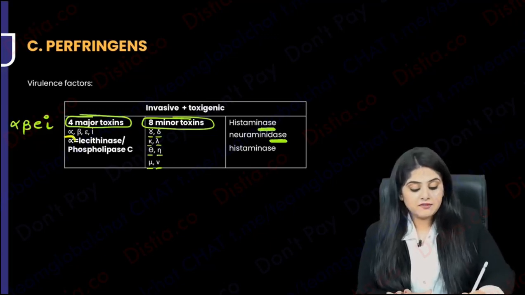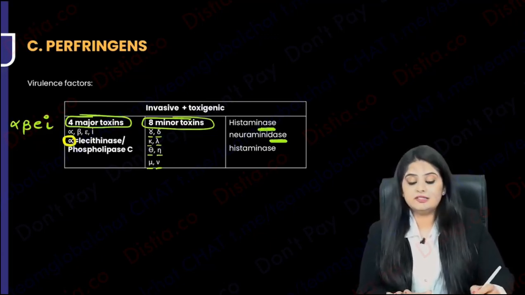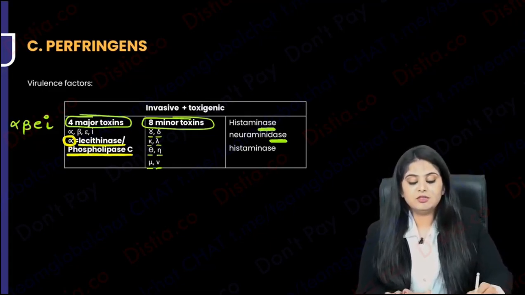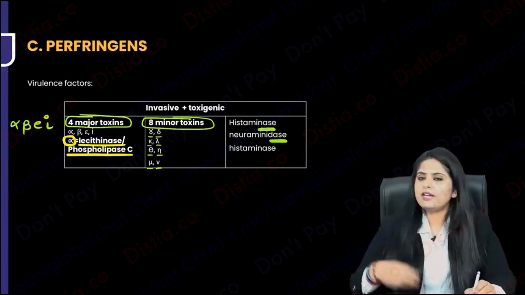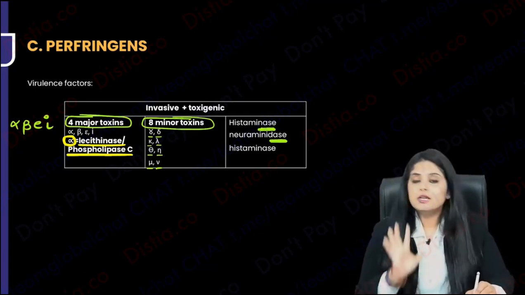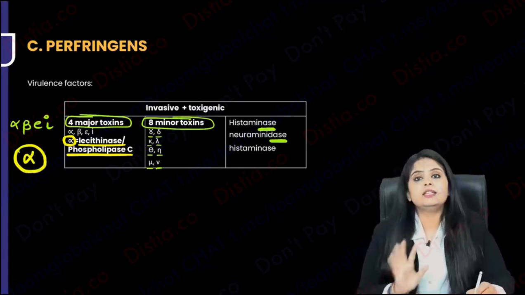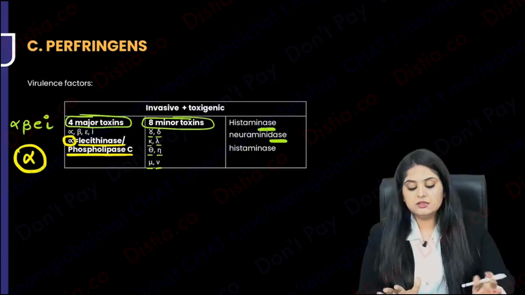is alpha. Alpha is going to have a lot of properties. Alpha is also known as lecithinase and phospholipase C. So, where will this lecithinase be used? That you will come to know in 10 minutes. Okay? But just remember that the major alpha toxin is going to have a lecithinase activity. These are the virulence factors.